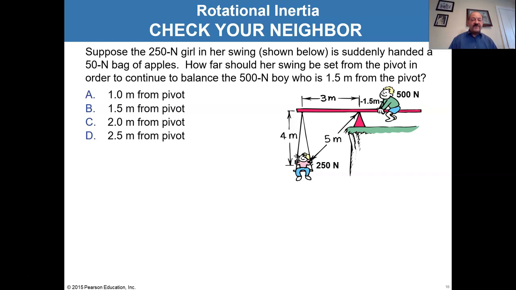Suppose a 250 Newton girl is in her swing. So she's hanging down, you can see her hanging down in the swing there, and is suddenly handed a 50 Newton bag of apples. How far should her swing be set from the pivot? The pivot is the fulcrum, the thing in the middle of the seesaw, in order to continue to balance the 500 Newton boy who is 1.5 meters from the pivot.